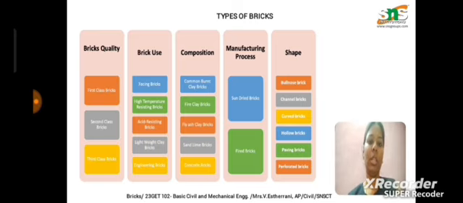For the second class brick, the dimension is the same, but the edges are not sharp. Next one is third class brick. In third class brick, the dimension, color and the shape are compromised.